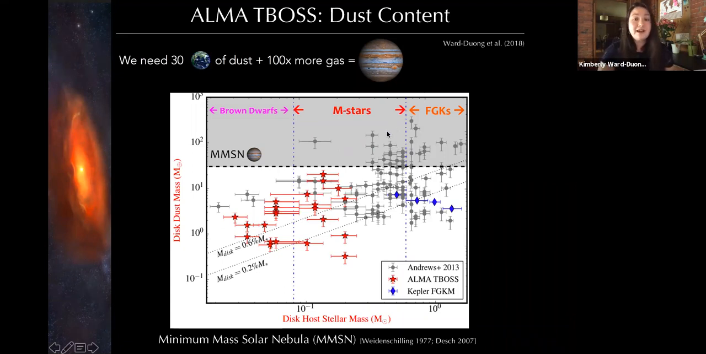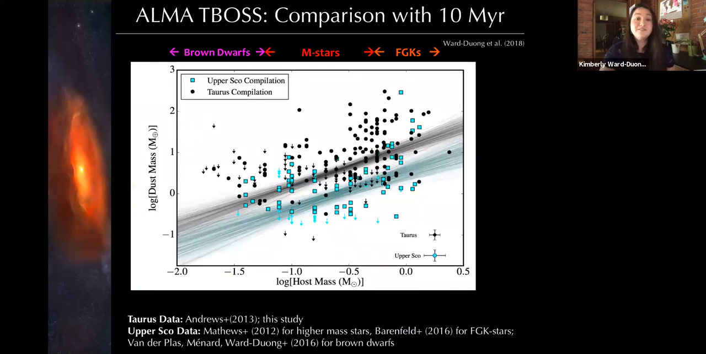Only the most massive M-dwarfs and essentially none of the brown dwarfs have sufficient mass to form Jupiters. And this is maybe telling us a little bit about what kind of planetary systems we should expect to find around the lowest mass stars. We can also look at the same axes of the plot in dust mass versus the mass of the star and compare as a function of age.